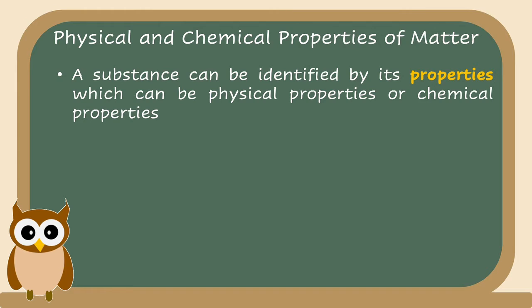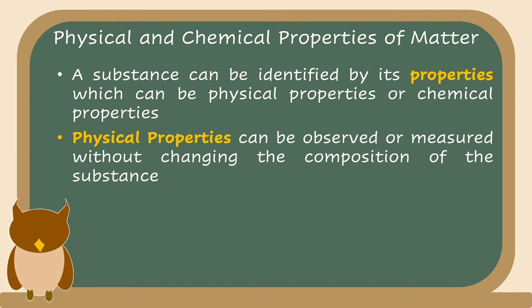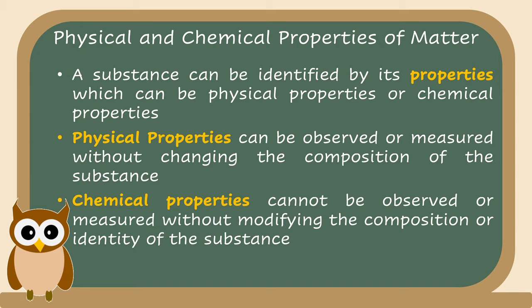So a substance can be identified by its properties. These properties can be physical or chemical. Physical properties can be observed and measured without changing the composition of the substance. However, a chemical property cannot be observed or measured without modifying the composition or identity of the substance.